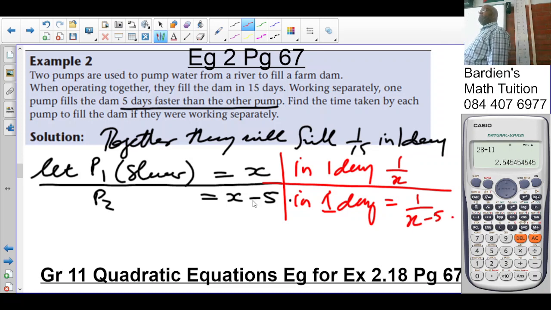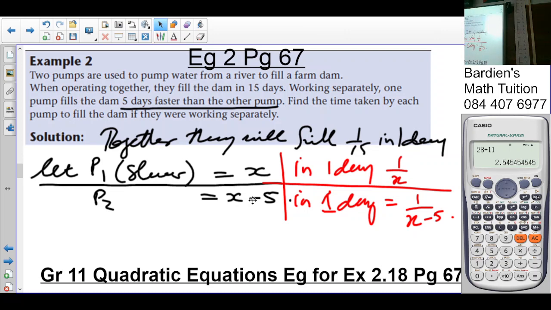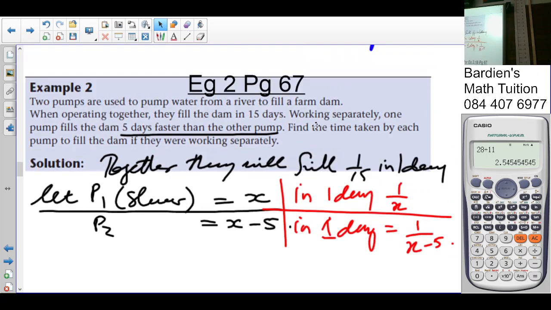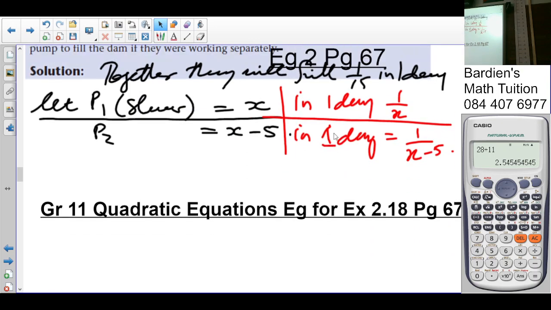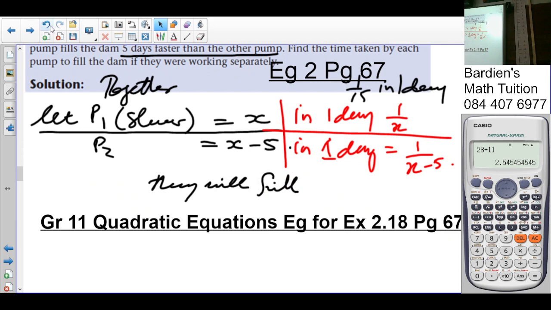Can you see that, people? It says if it works together. So what must I do? I must add the 2 together. Does it make sense? So we add those 2 together. Should give me an answer of 1 over 15.